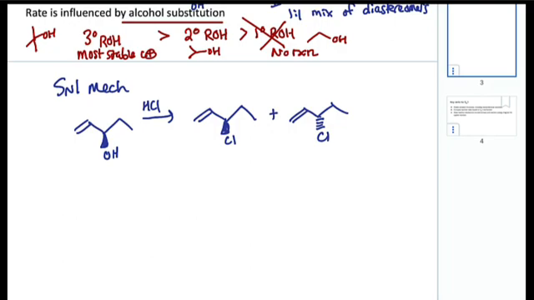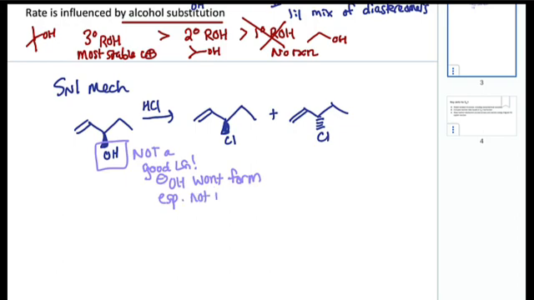activation of this alcohol, right? So the OH group can't just kick up and leave. It's not a good leaving group. It would generate something so incredibly strong, and that is hydroxide. And so hydroxide won't form, especially not in an acidic solution, and this is HCl.